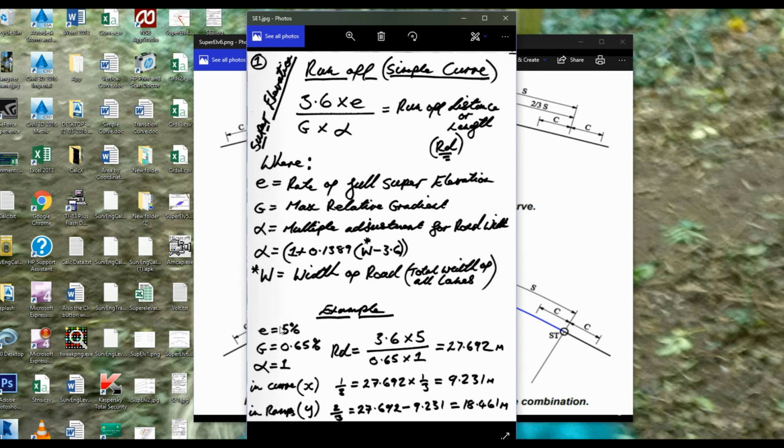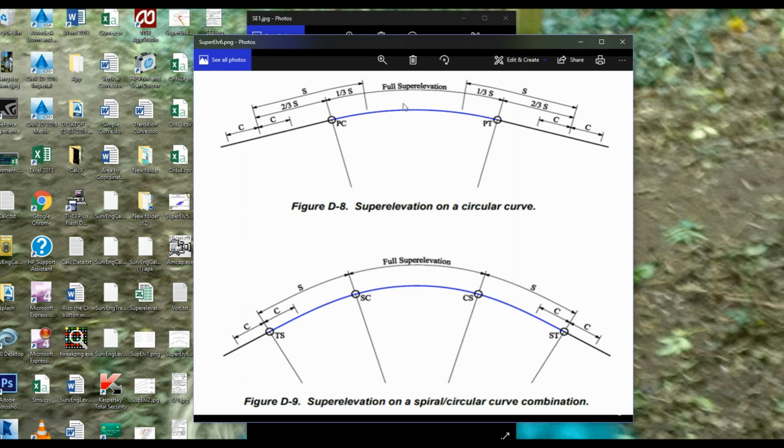So what I've used is for the maximum superelevation 5%, the maximum relative gradient I'm using 0.65%, and this proportionate comes to 1 there. So when I plug that in to this little formula, it ends up with 27.692. So if I go to here, the whole of S is 27.692. That's the runoff there.